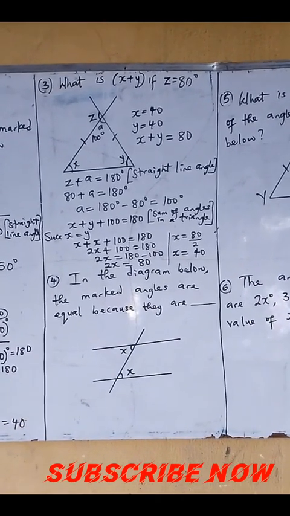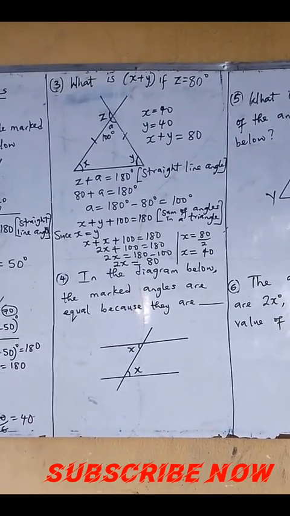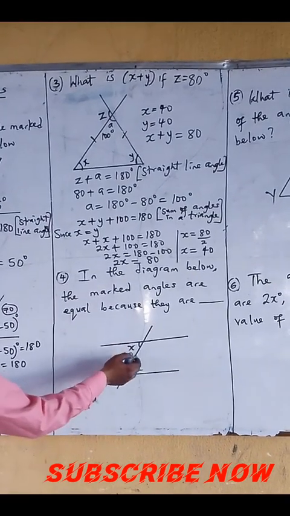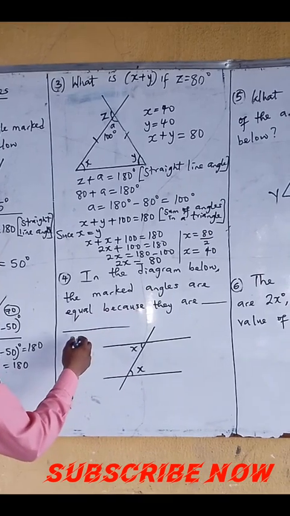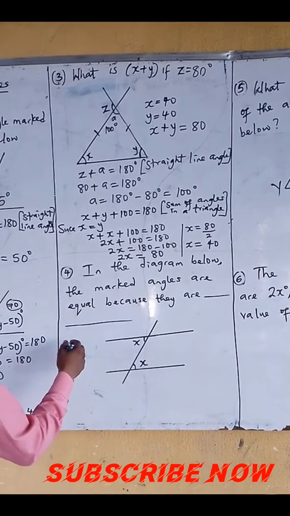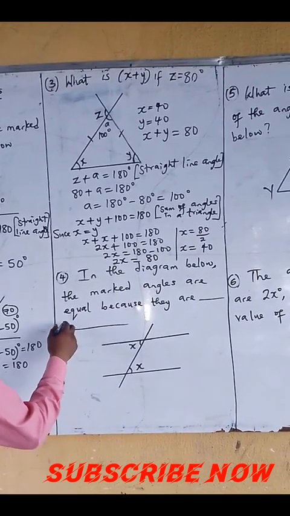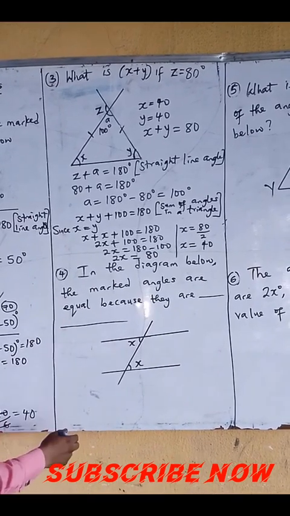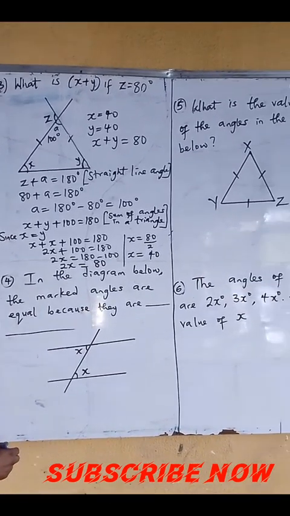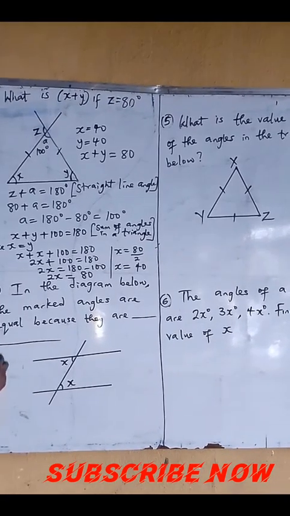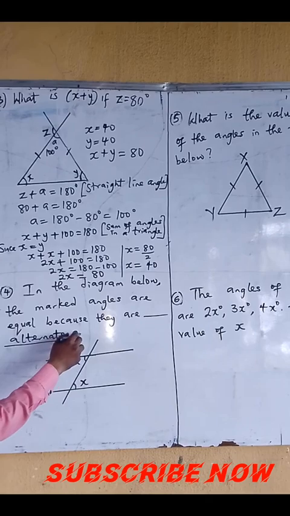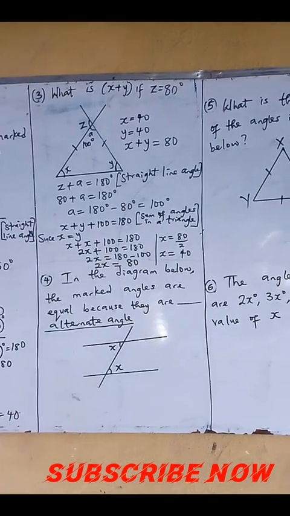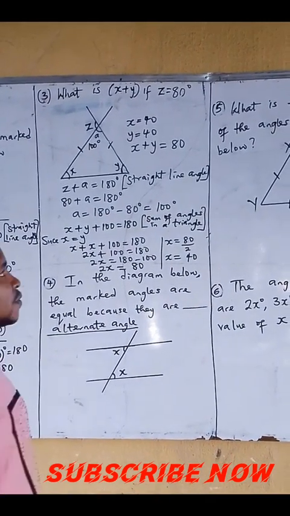The marked angles are equal because they are what? If you look at this, you will discover that this is an example of alternate angles. Then let's solve question 5.